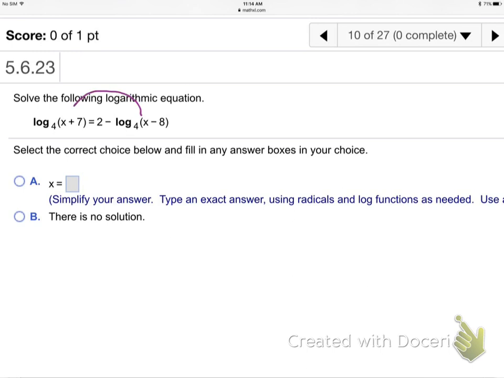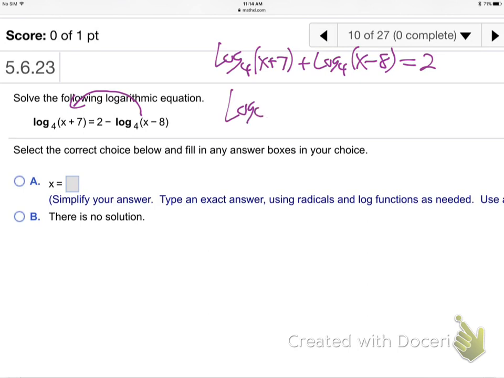So jump that log over so we get log base 4 of x plus 7 plus log base 4 of x minus 8 is 2. Like that. And then count down the logs, right? 2 logs, 1 log, no log. So go to 1 log.